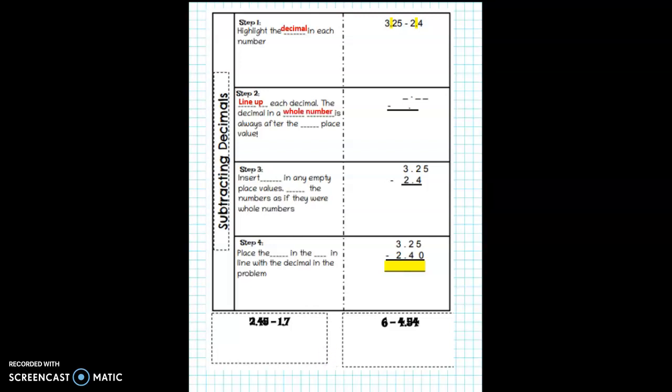The decimal in the whole number is always after the one's place values. Insert zeros into any empty place values. Subtract the numbers as if they were whole numbers.